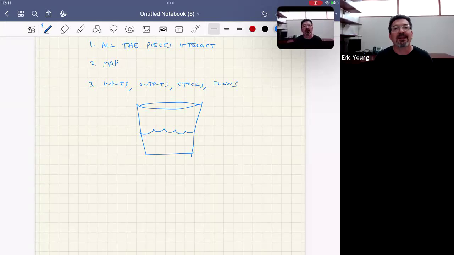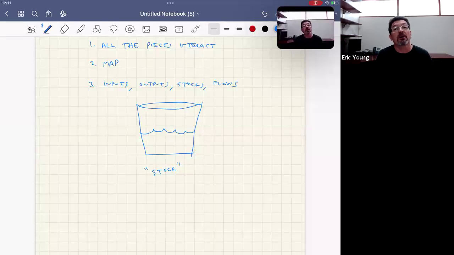The amount of water in that bucket is considered a stock. Stocks represent, now again, we're not talking here about financial stocks like the stock market. We're talking about the systems term stock. A stock represents an amount of something that you have. So the balance right now in your checking account, that's a stock. The amount of money in this bucket, that's a stock. Your credit card balance, the balance in your investment account. Anytime you're thinking about a balance, an amount of something, that's a stock.